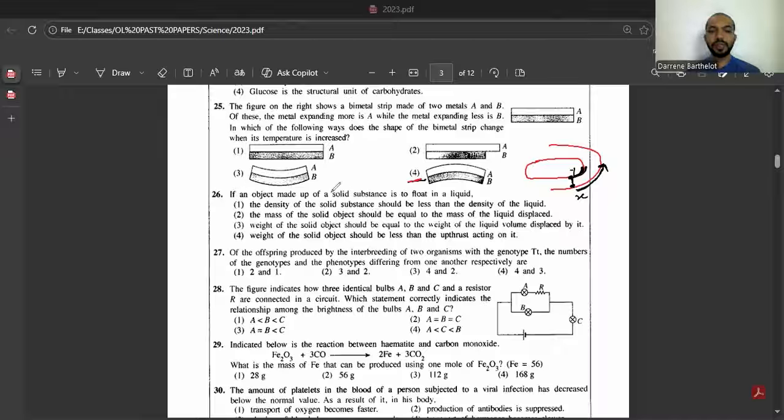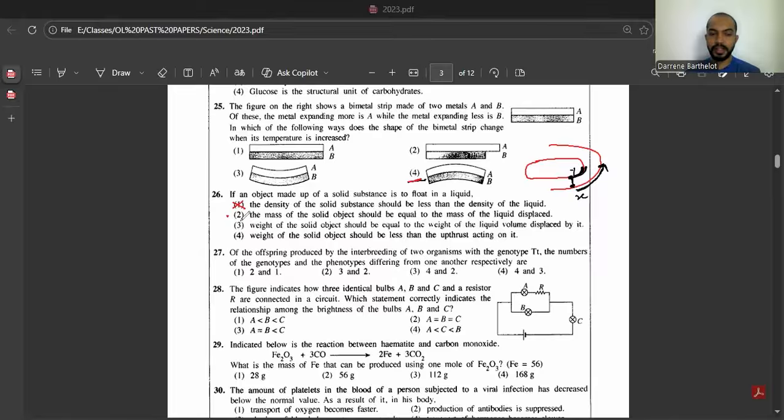26. For an object made up of a solid substance to float in a liquid, they're asking, the density of the solid substance should be less than the density of the liquid. That's wrong. We are not going to connect density of the object with upthrust or anything else. Then answer number 2, mass of the solid object should be equal to mass of the liquid displaced. Let's keep that for a moment. Third one, weight of the solid object should be equal to weight of the liquid displaced.